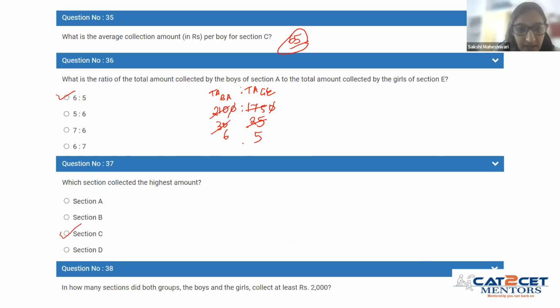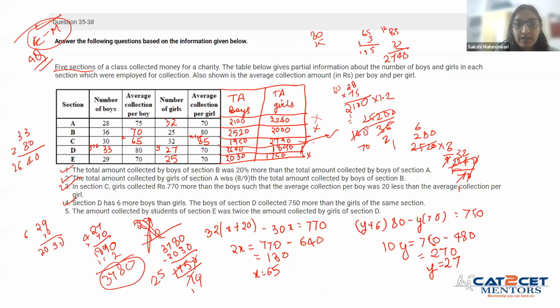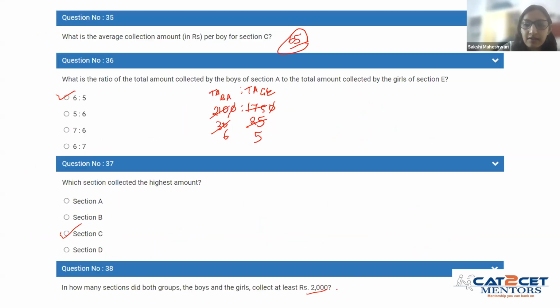Okay. Now, in how many sections did both groups collect at least 2000? Okay. So for this we have 2000, 2000. We have for B also. C we don't have. D we don't have. E also we don't have. So for two sections, right? This was pretty simple.